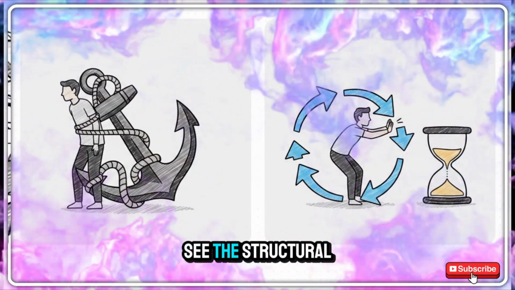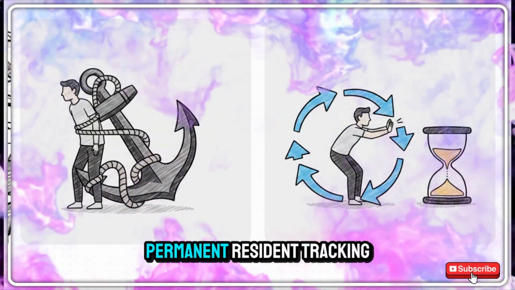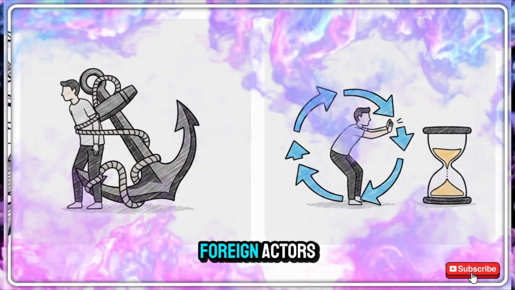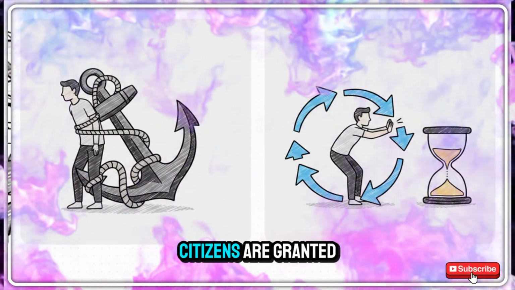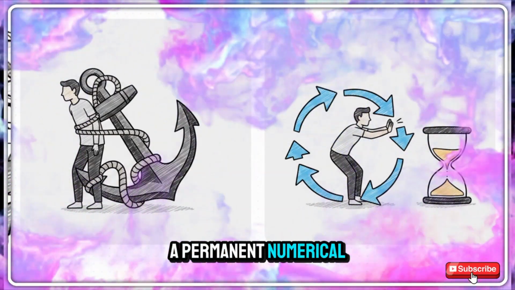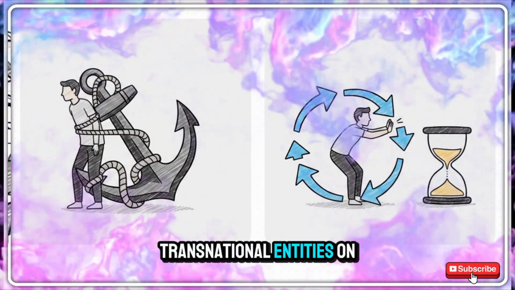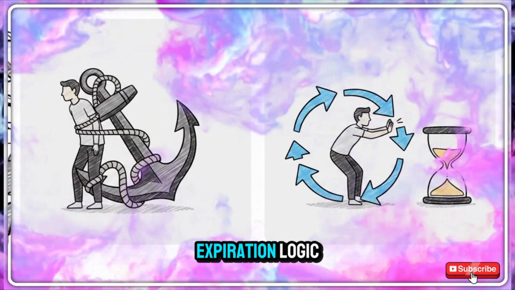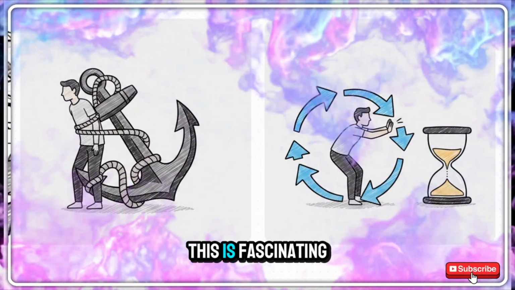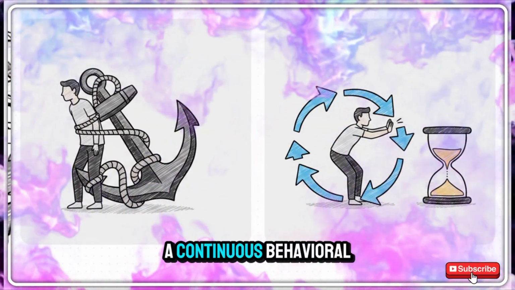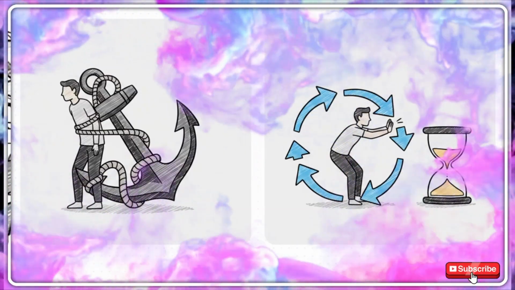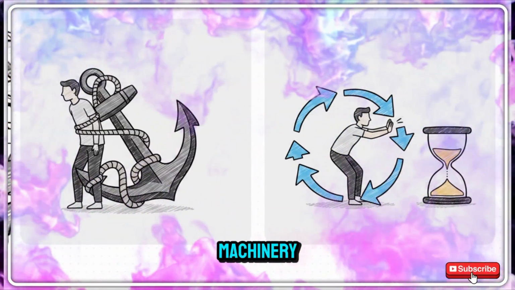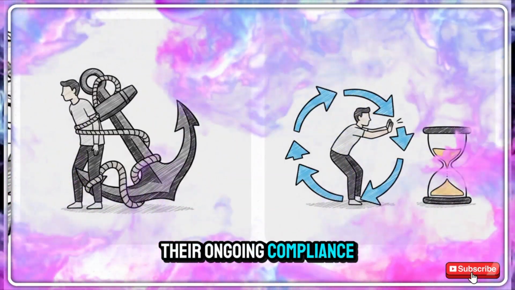You can clearly see the structural difference here between permanent resident tracking and the temporary conditional tracking of foreign actors. Citizens are granted a permanent numerical anchor. Transnational entities, on the other hand, are assigned specialized codes with built-in expiration logic. This is fascinating because it forces a continuous behavioral loop. The foreign entity must constantly re-engage with the state machinery just to prove their ongoing compliance.